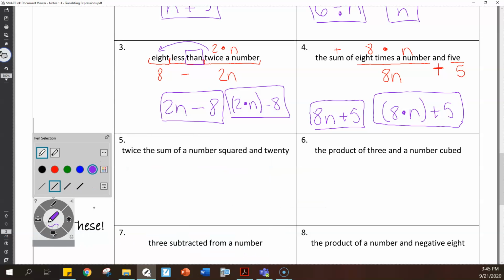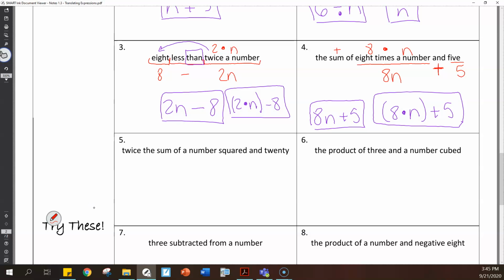Twice the sum of a number squared and 20. We're starting to get more complex in these expressions. So twice means 2 times. 2 times what? 2 times the sum. Okay. This is where those grouping words start to come in handy. The sum tells me I want to add the sum of this thing, and that addition is happening at the and. A number squared, n to the second power, or n with an exponent of 2, and 20, 20.